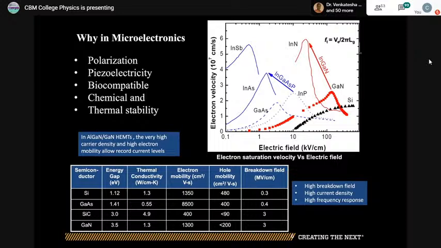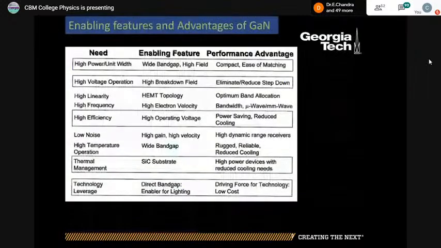So these are some of the properties that will drive the electronic applications of gallium nitride in the near future. This table shows you what is the need of the hour and what is the enabling feature we have in gallium nitride that gives a performance advantage, listed on your right. Here I'm showing you high power per unit width is enabled by wide band gap and high field, which is part of gallium nitride. So you can have compact devices, and also there will be ease of matching.